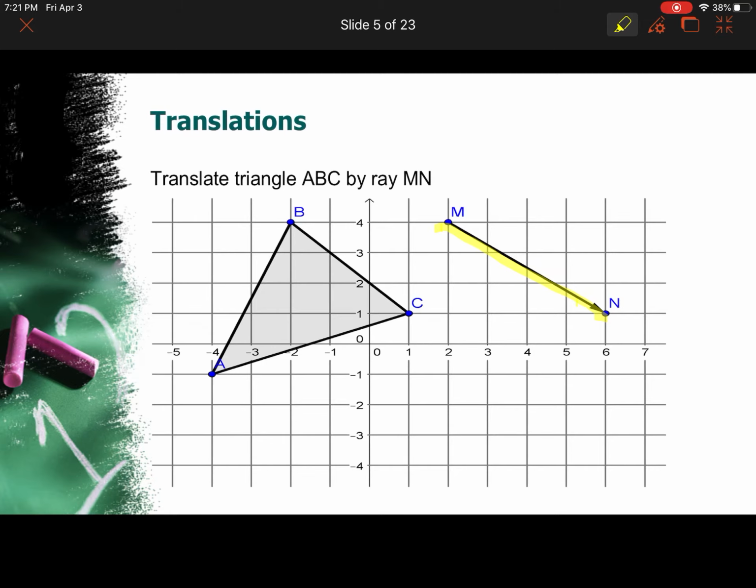Okay, so each one is going to go over 1, 2, 3, 4, down 3. So over 4, down 3. So from A, I'm going to go over 1, 2, 3, 4, down 1, 2, 3. For B, I'm going to go over 1, 2, 3, 4, down 1, 2, 3. That's B prime, that's A prime. And C, we're going to go over 1, 2, 3, 4, down 1, 2, 3. And here's our new triangle.